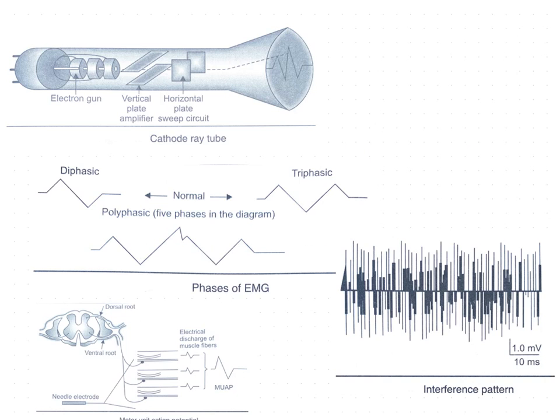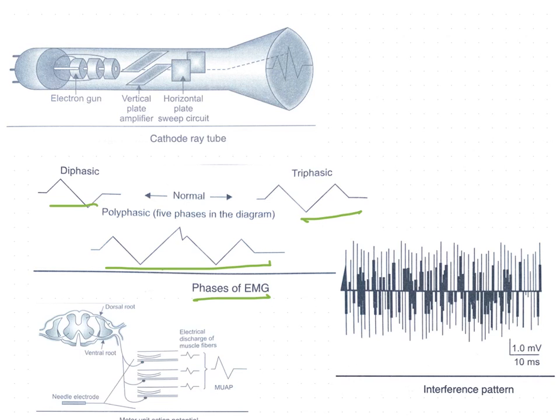Here we can find different types of phases of EMG. One is diphasic, and also triphasic, and this one is polyphasic. All these are normal types of potentials which are produced at different phases of EMG: diphasic, triphasic and polyphasic.